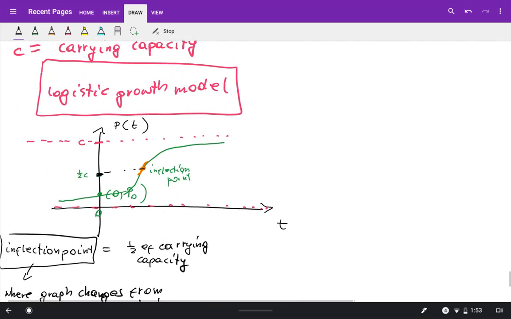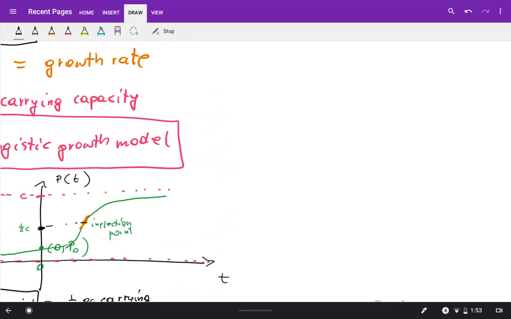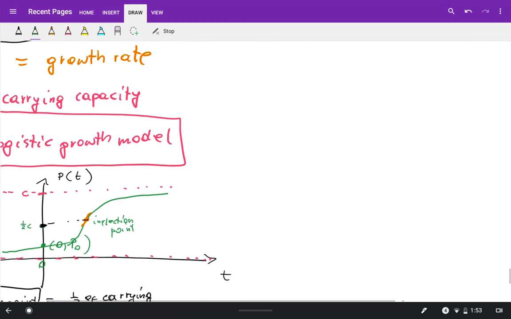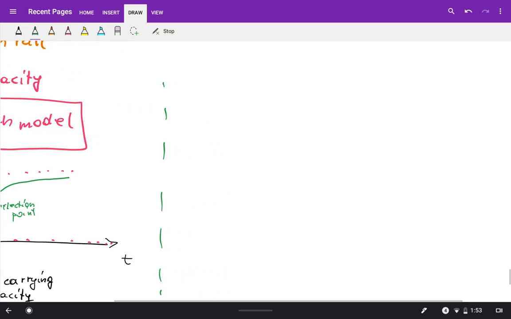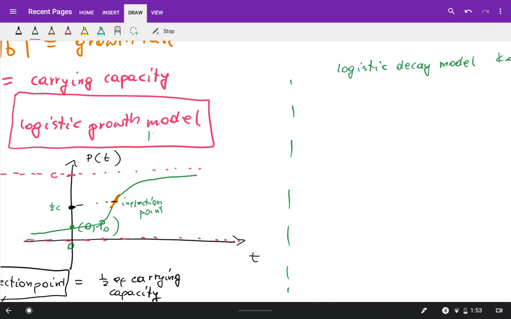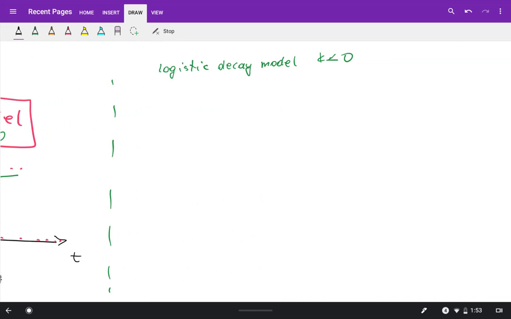Okay, so this is the logistic growth model. That's when the function is increasing. And also we have the logistic decay model. Let me separate them. I want to graph it because this is new for you guys. Logistic decay model. So here k will be negative. Okay, for the logistic growth model k is positive, and for decay k will be negative, and let me graph it.